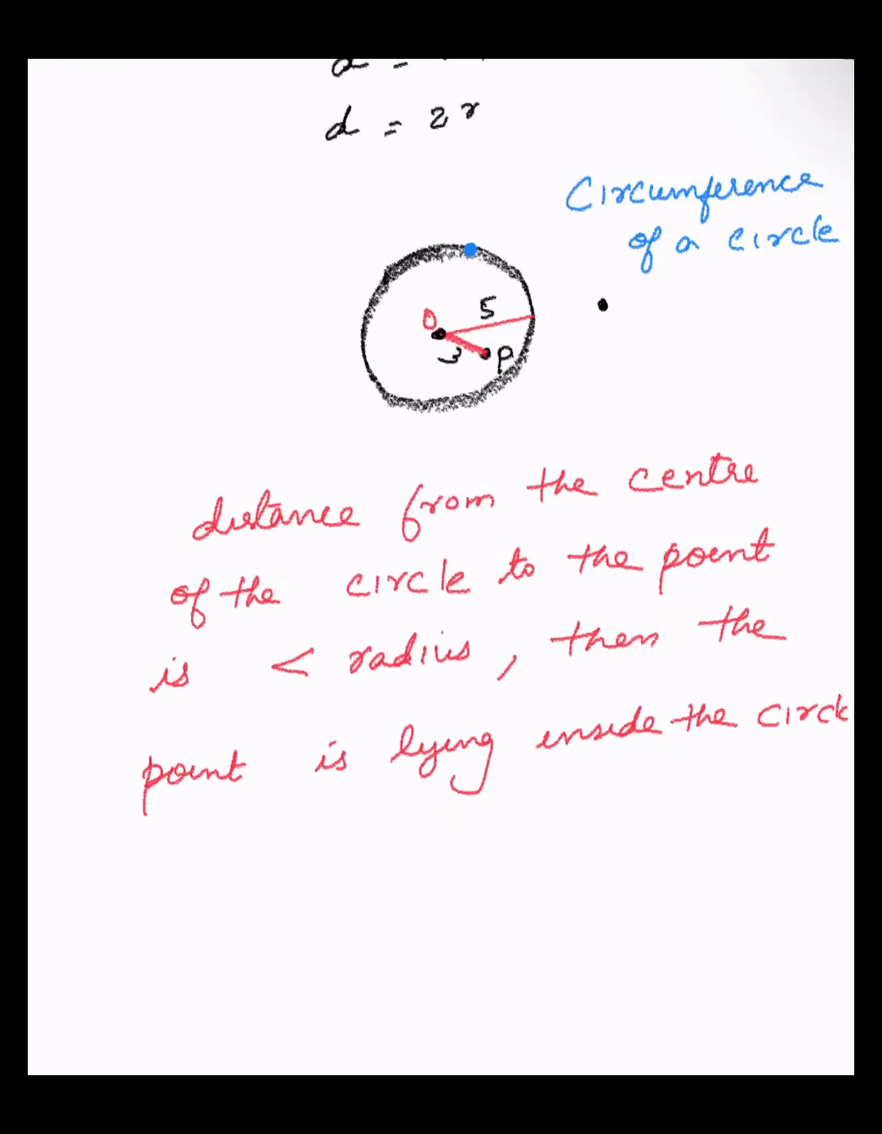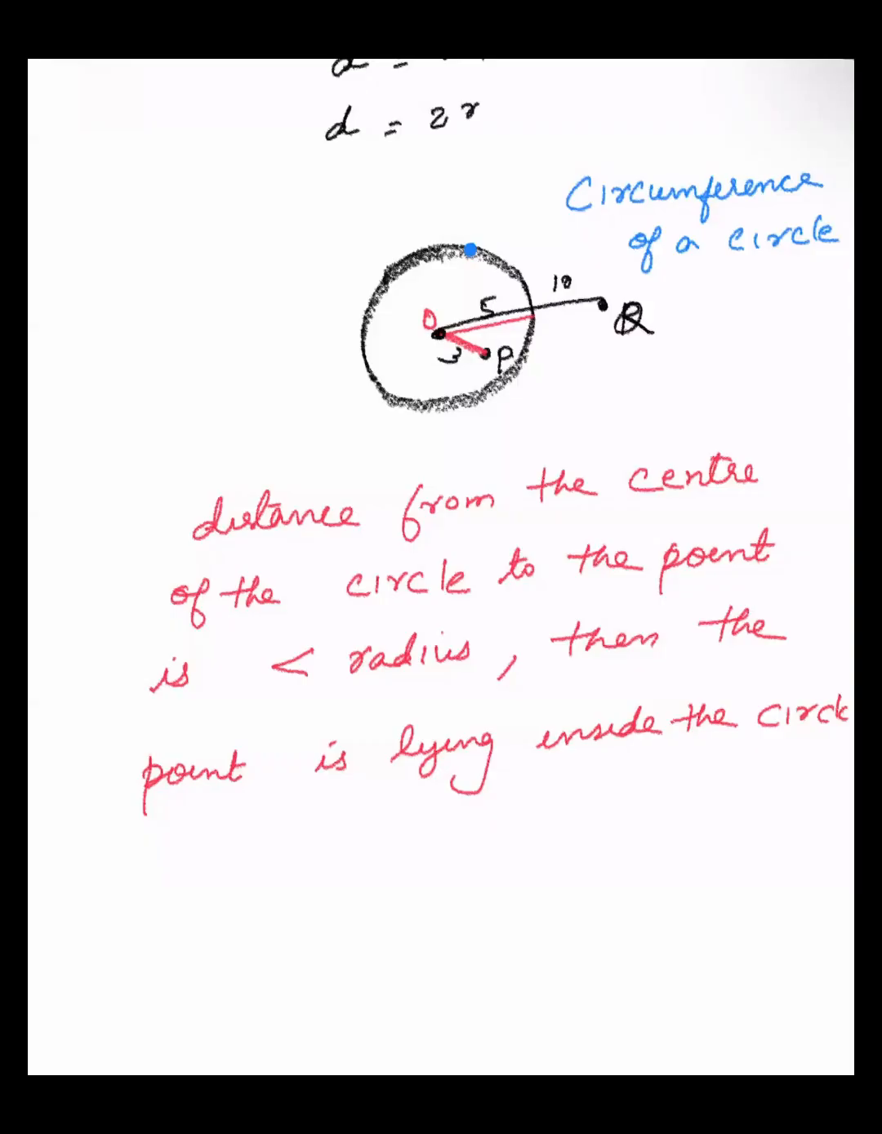Now, similarly, if I say the distance from the center of the circle to the point is greater than the radius. Assuming that this point is 10 centimeter, then the distance from the center of the circle to the point, let it be P here, let this be Q here, is more than the radius. That means it is lying outside the circle.